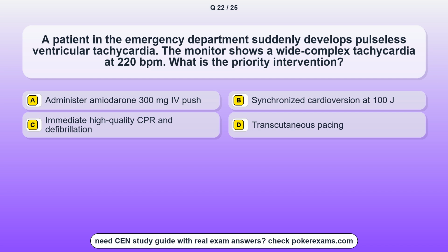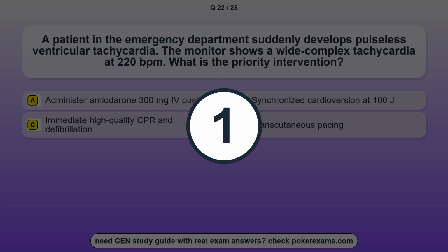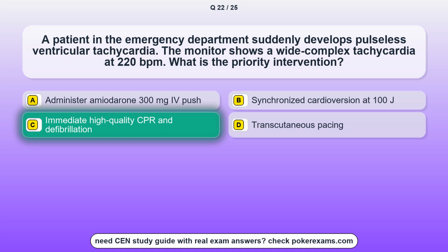Question 22. A patient in the emergency department suddenly develops pulseless ventricular tachycardia. The monitor shows a wide complex tachycardia at 220 bpm. What is the priority intervention? Option A, administer amiodarone 300 mg IV push. Option B, synchronized cardioversion at 100 J. Option C, immediate high quality CPR and defibrillation. Option D, transcutaneous pacing. The correct answer is option C, immediate high quality CPR and defibrillation.